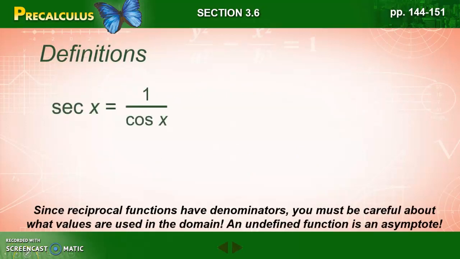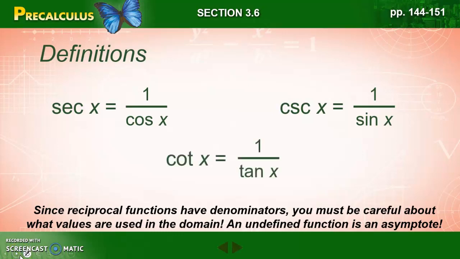Now let's take a look at the reciprocals of our trig ratios. You have these up on the wall in the classroom, but the reciprocal of cosine is secant, so secant is 1 over cosine. Cosecant is the reciprocal of sine, so cosecant is 1 over sine. And cotangent is the same as 1 over tangent.